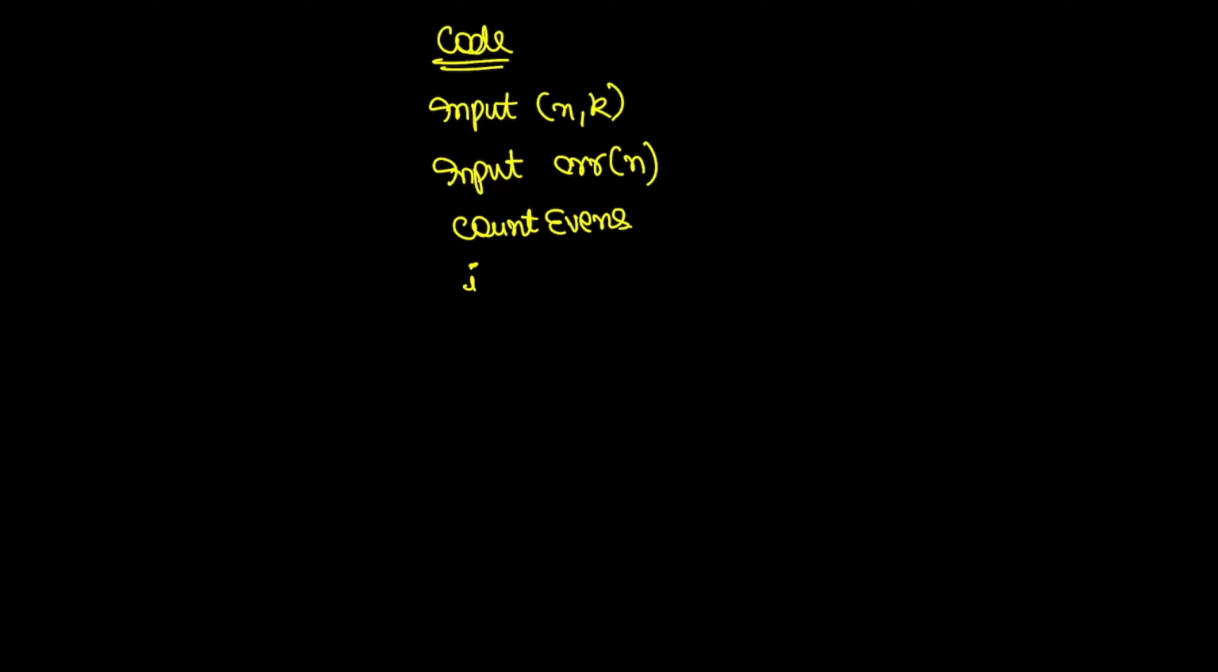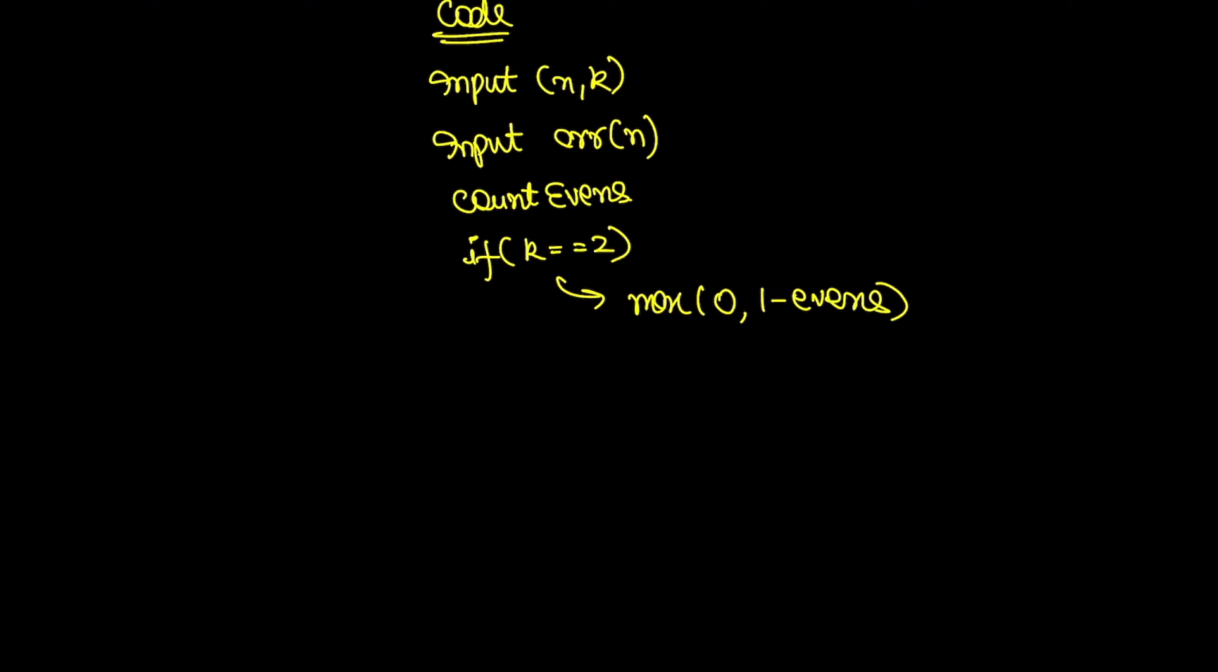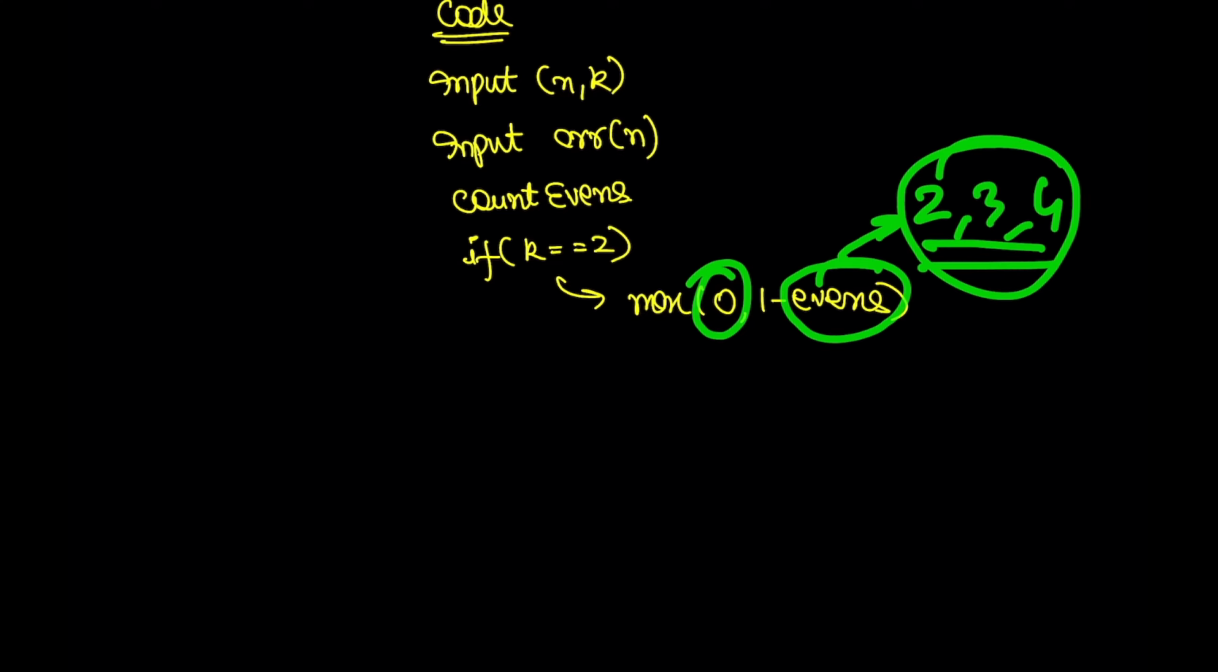Now if k is 2, our answer would be maximum of 0, 1 minus even. Why did I take this max with 0? Because this number of evens can be 2, 3, 4. We can have any number of evens in the array.